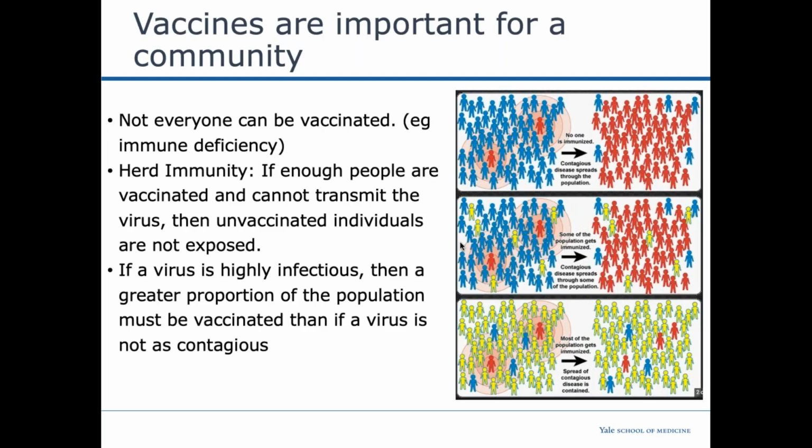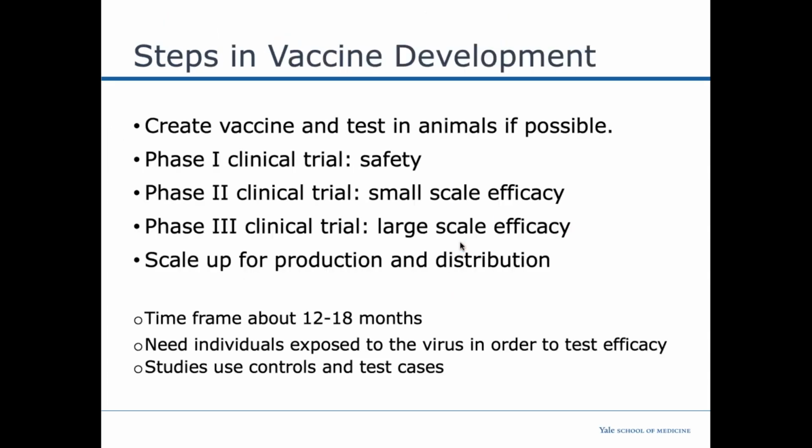Now, if a virus is highly infectious, such as measles, then a greater proportion of the population must be vaccinated. For measles, it's estimated that 95% of the population needs to be vaccinated. The little image just shows you, if no one's vaccinated on the left, then the disease can spread. If some of the population gets vaccinated, it spreads through some. But if most of the population is immunized, then it really contains the spread of the disease and the microbe.